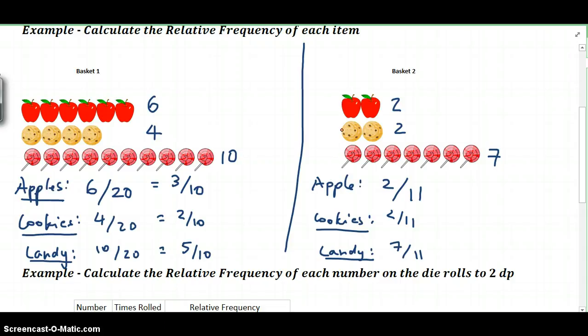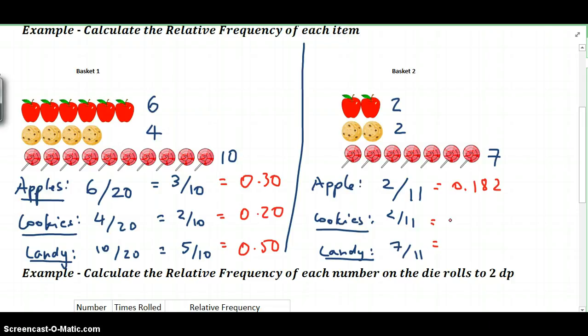So for this, sometimes you'll need to just convert these fractions into decimals because it helps us compare different values. So 3 divided by 10 is 0.30, 2 divided by 10 is 0.20, and 5 divided by 10 is 0.50. Now if we just plug into the calculator what 2 divided by 11 is, we get that it is equal to 0.18.